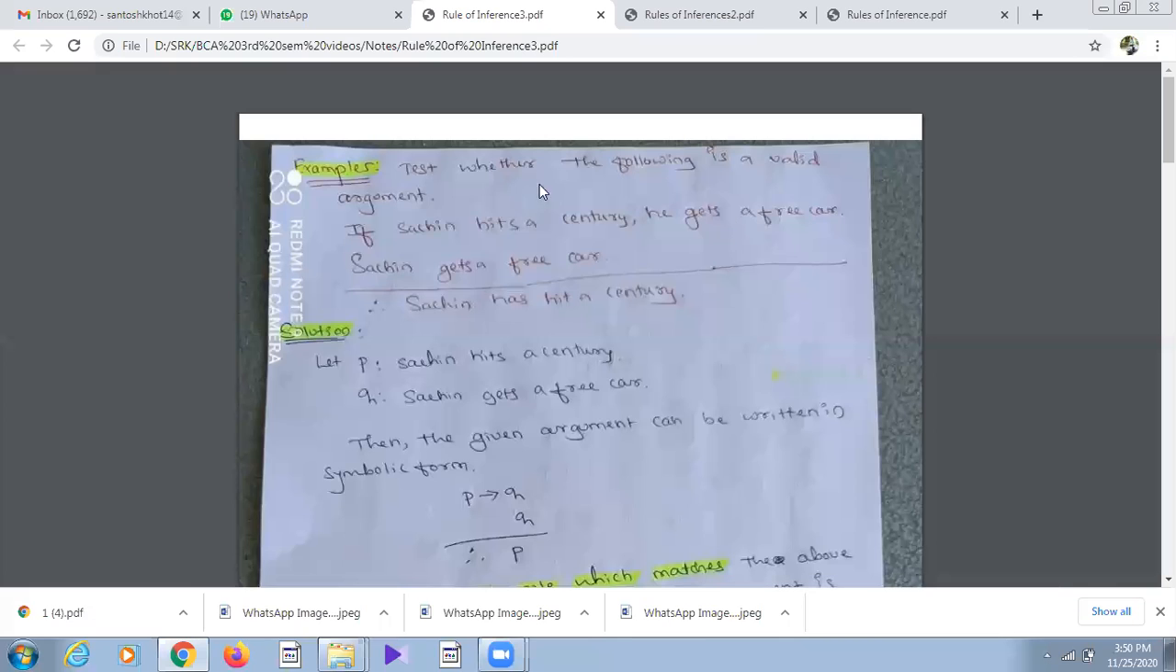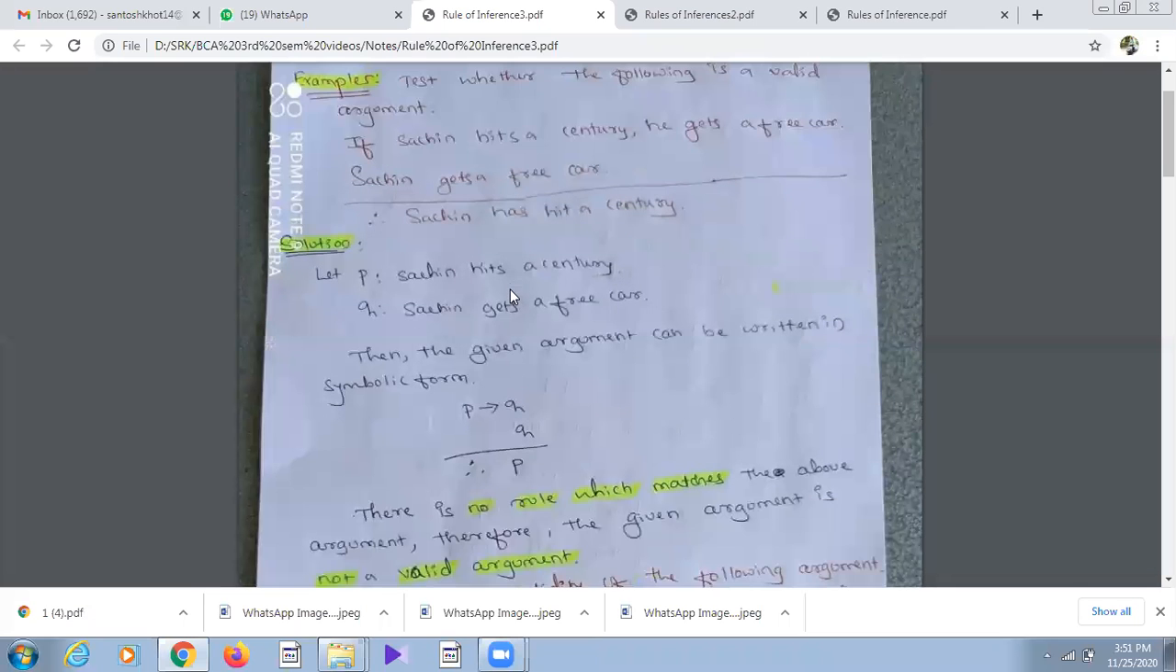Test whether the following is a valid argument. So this is the argument. What arguments are there? If Sachin hits a century, he gets a free car, and this is the first premise. The second premise is that Sachin gets a free car. Below that is the conclusion: Sachin has hit a century. So these are the premises, and this is the conclusion.